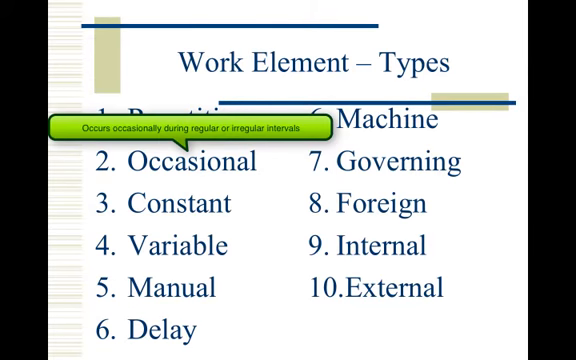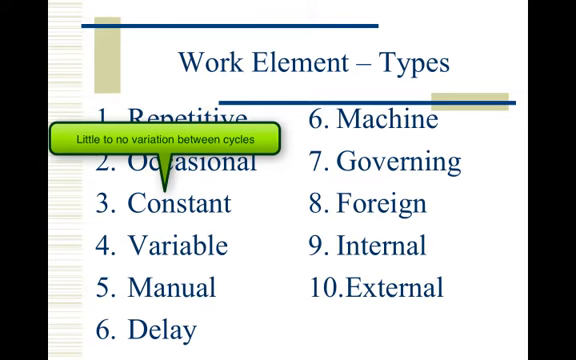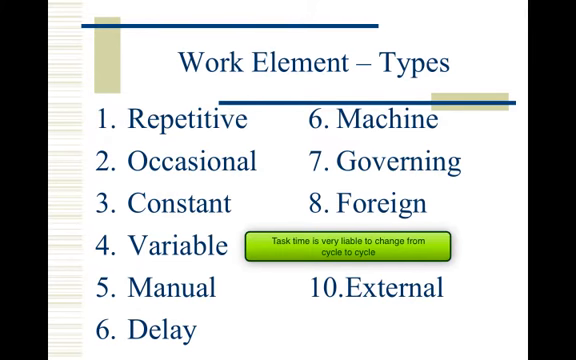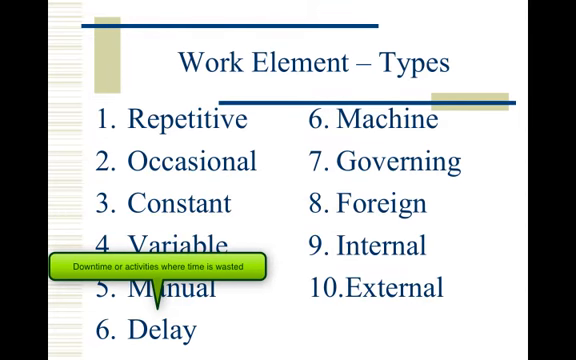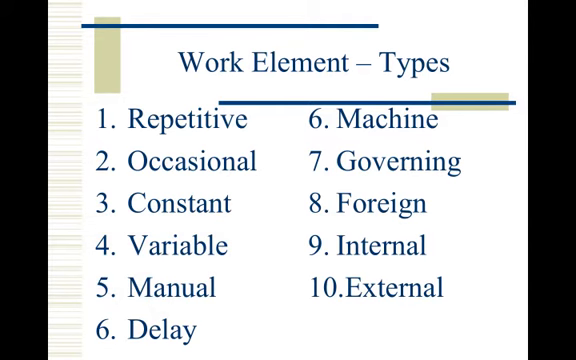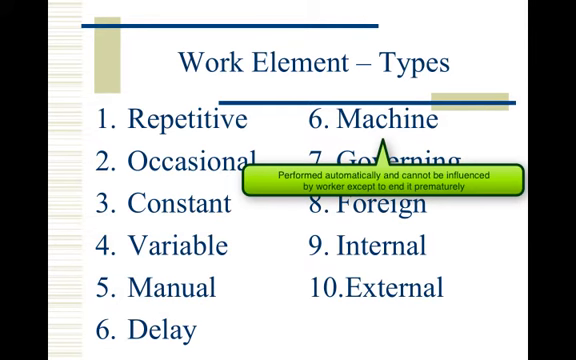An example of an occasional element is the cashier giving cash back to the customer, seen as customers only occasionally ask for it. A constant work element is one with little variation between cycles, whereas a variable element is one that is liable to vary from cycle to cycle. A manual work element is basically anything that is done by hand. Delay elements are unneeded and should ideally be eliminated from the process. An example of a machine element is a CNC machine that runs the same exact process each cycle.